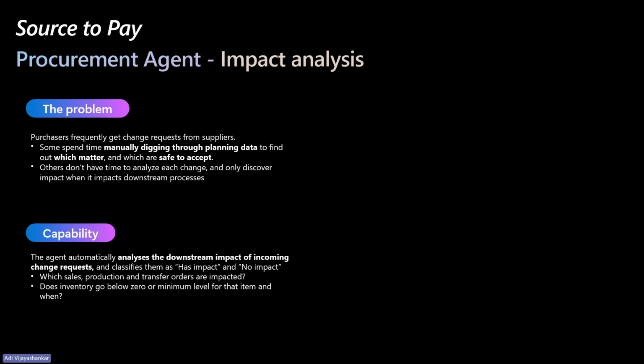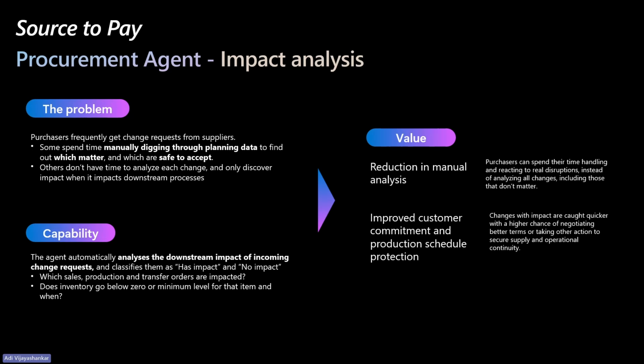From a business perspective, the value is twofold. First, it significantly reduces manual analysis effort, allowing procurement teams to focus only on changes that truly matter. Second, it improves protection of customer commitments and production schedules by surfacing risks early, enabling faster decision making, better supplier negotiations, and more importantly, proactive mitigation actions. In essence, this shifts the organization from reactive issue management to proactive, impact-driven decision making in procurement.